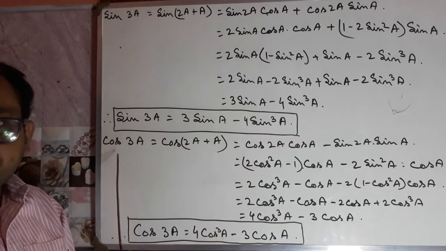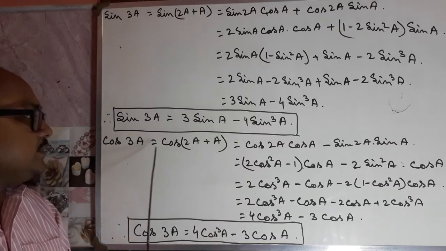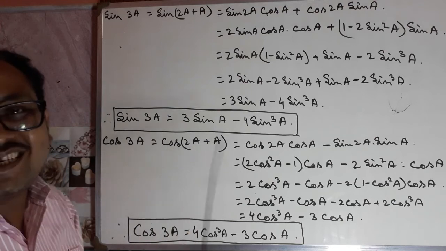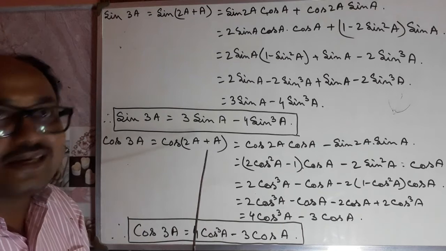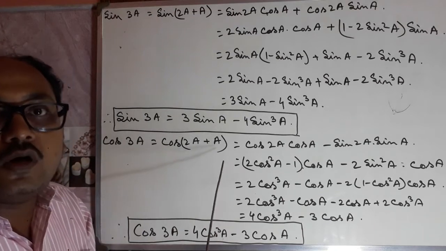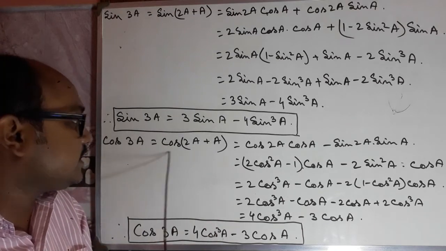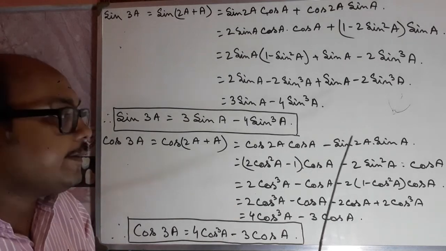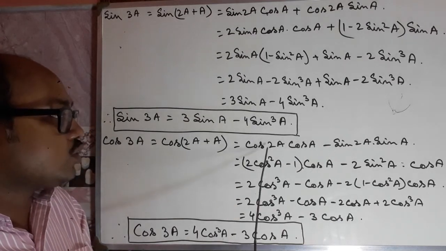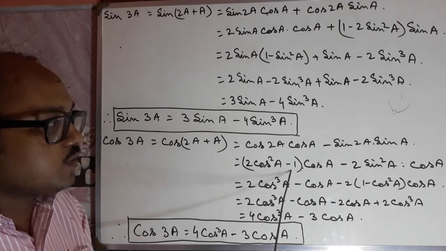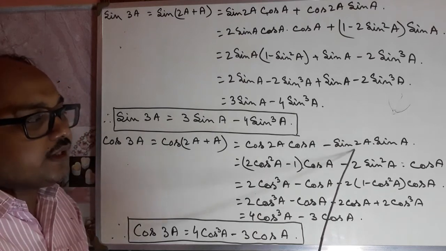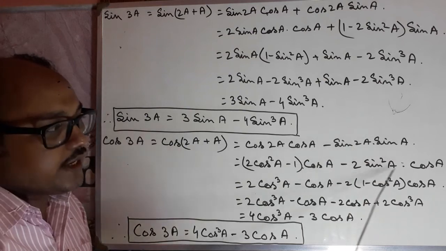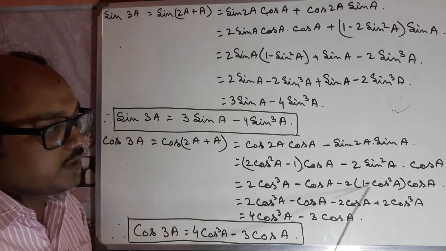Similarly, cos 3A can be written as cos(2A + A), that is cos a cos b minus sin a sin b, using the formula of cos(a + b). So this can be written as cos 2A cos A minus sin 2A sin A. Cos 2A means 2 cos² A minus 1, and sin 2A is 2 sin A cos A, that is into sin A, that is 2 sin² A cos A. Sin² A means 1 minus cos² A.